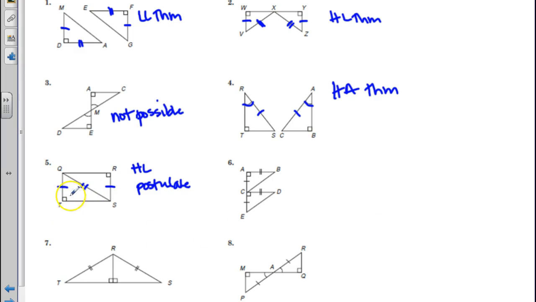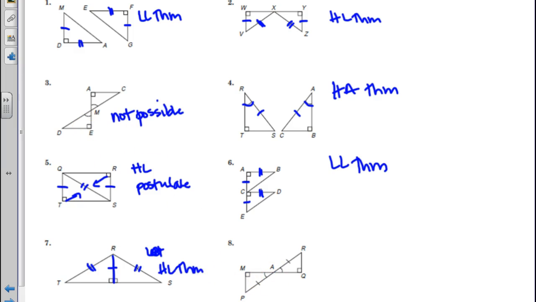All right, so this is the hypotenuse. It's across from the right angle. Remember, that's how I tell. All right, let's look at number six. No hypotenuse on this one, but I have leg, leg. And then for number seven, I have leg, hypotenuse, or hypotenuse leg theorem.